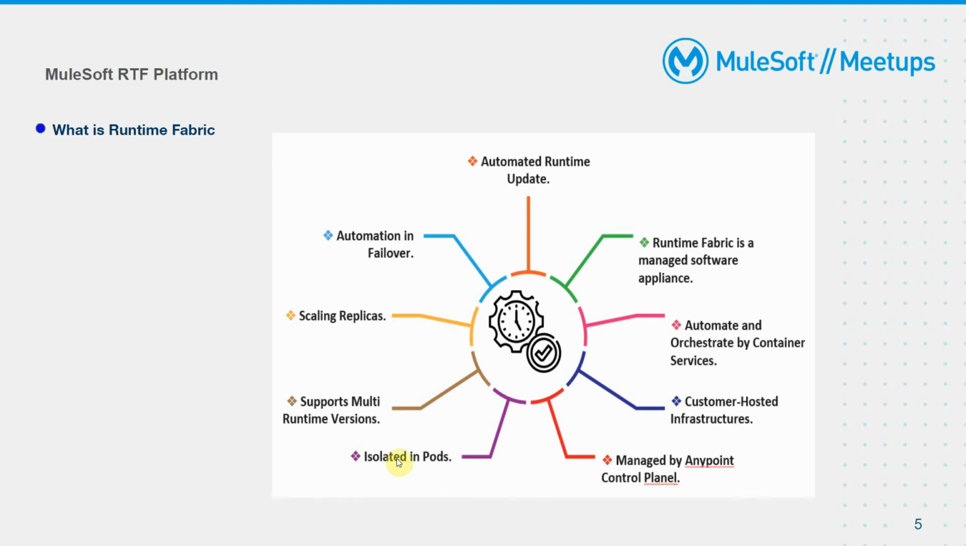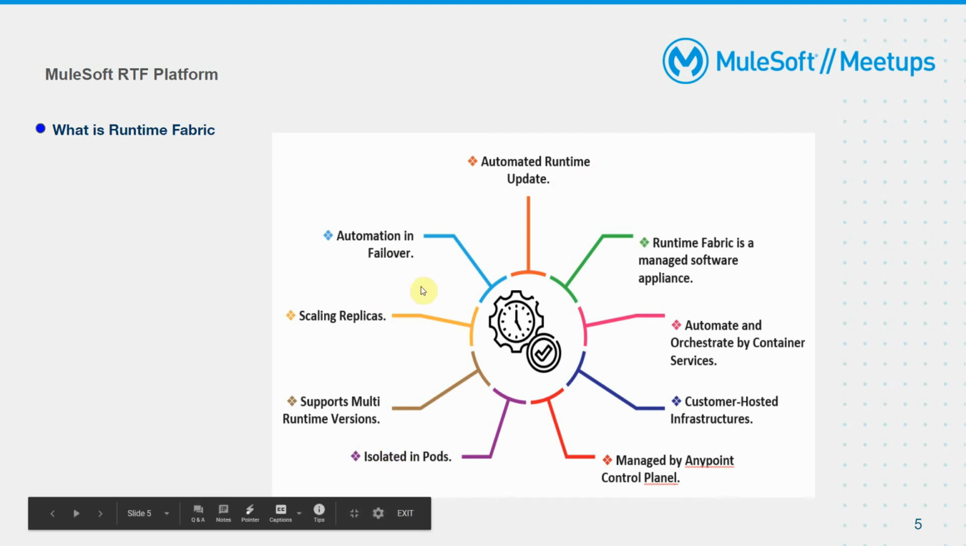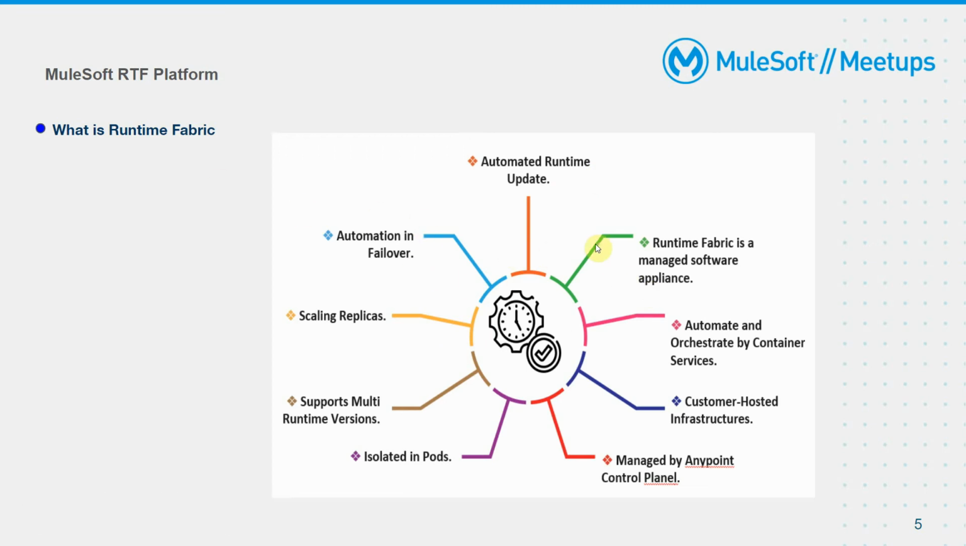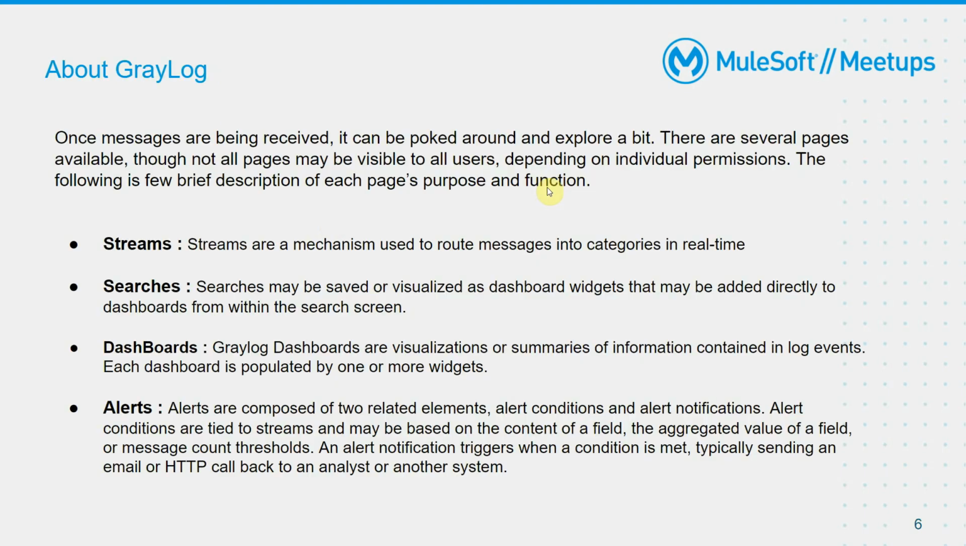And the main feature of that, the CPU burst, is a very good feature in the RTF that I have recently added. So this is about the Graylog.